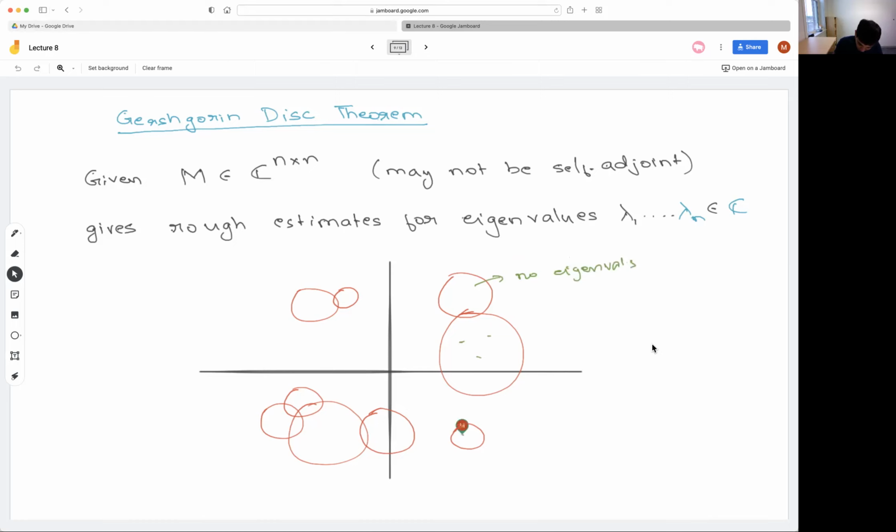Maybe this circle contains a lot of eigenvalues. So it's not really giving us a statement about how many eigenvalues are in each circle. It's just saying that any eigenvalue lies in one of these circles. And this is a more useful estimate if these circles are really small, and we'll see examples. Then we can get a fairly precise handle on what our eigenvalues are up to some small errors.